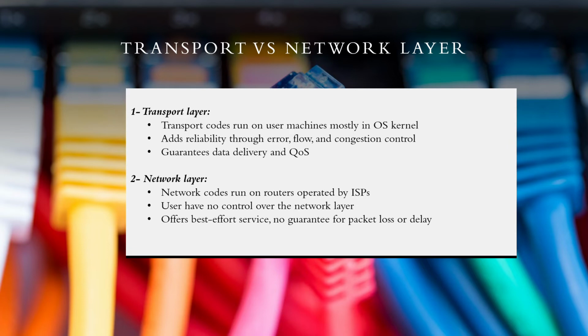Also, it guarantees the reliability of transmission using error and flow control mechanisms. However, the network layer provides best effort service, meaning that the IP protocol of the network layer tries its best to deliver packets to their destination, but some packets may get lost halfway through transmission. The transport entities are mostly implemented in the operating system of the user machines, and therefore users have control over the functions. However, the network layer mostly runs on the router that are operated by the ISPs.